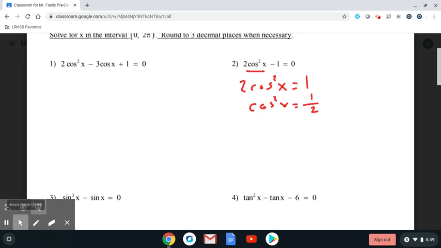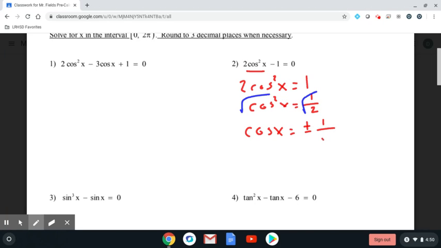All right, similar to yesterday, once you guys are here, remember you have to get cosine by itself and not cosine squared. So that just tells you that you're going to have to take the square root of both sides. So when you take the square root of both sides, it leaves you just with a cosine. Just make sure you guys have that plus minus sign. And the square root of 1 is 1, but the square root of 2, which we have on the bottom, is just going to be root 2.